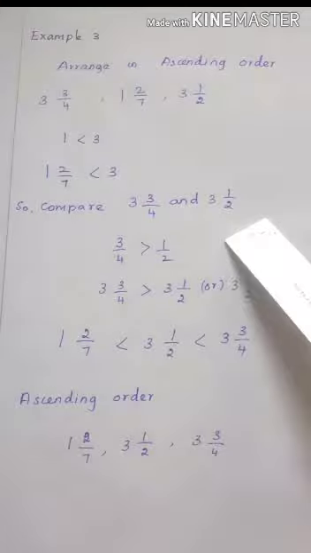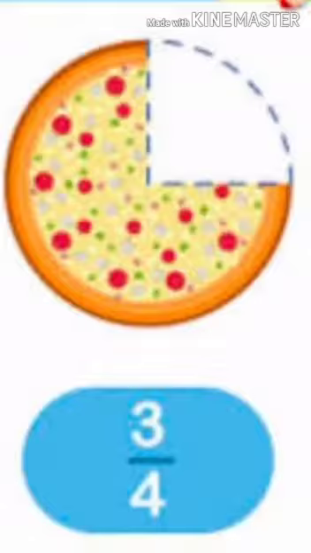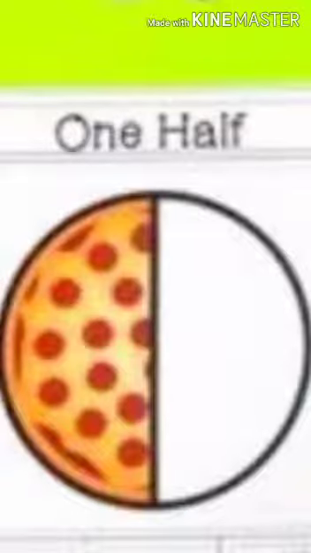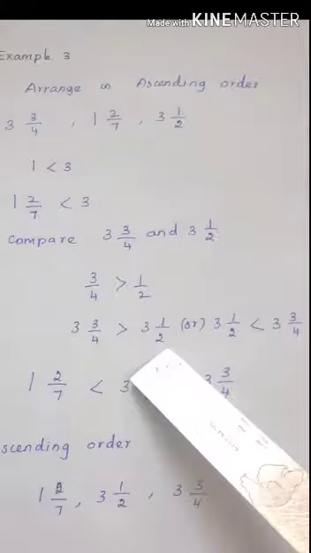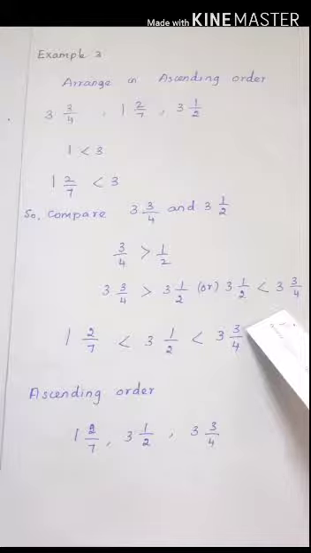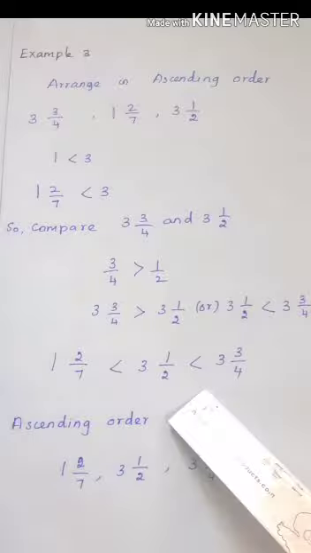Next 3 3 by 4 and 3 1 by 2. Here the whole numbers are same. So look at the fractions 3 by 4 and 1 by 2. Clearly 3 by 4 is greater than 1 by 2. So 3 3 by 4 is greater than 3 1 by 2. So your answer is 1 2 by 7 less than 3 1 by 2 less than 3 3 by 4.